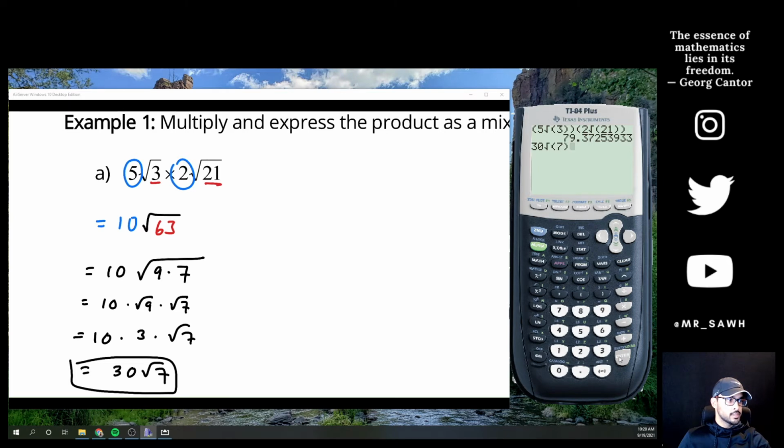Make sure our number's the same. We've done it perfectly. So your calculator is very helpful in double checking. Just try not to leave your answer again as a decimal. We talked about that before. So we'll leave it as an exact value here.